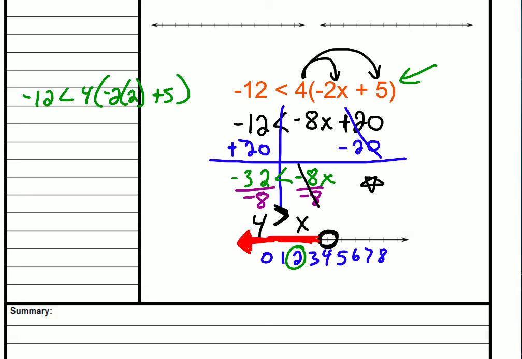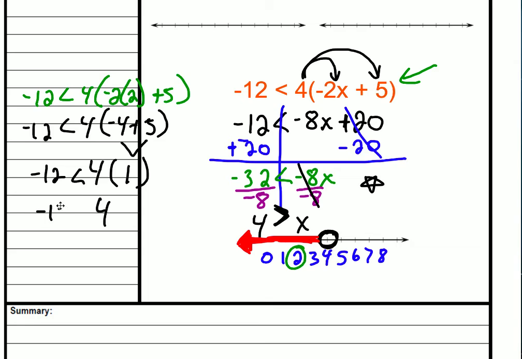Now I just follow order of operations. So I'm going to do in the parentheses first. -2 times 2 is -4. And then -4 plus 5 is 1. 4 times 1 is 4. The rest of the problem just slides down. Is it true that -12 is less than 4? Well, yeah, -12 is less than 4, so I know I shaded the correct direction.